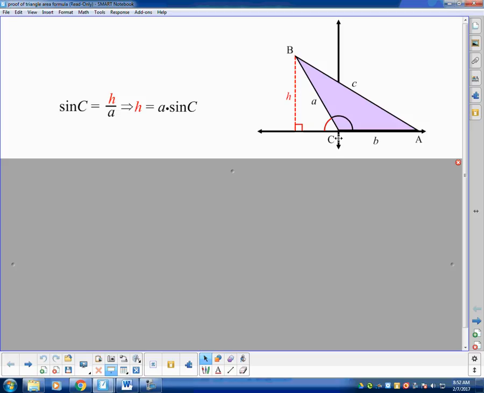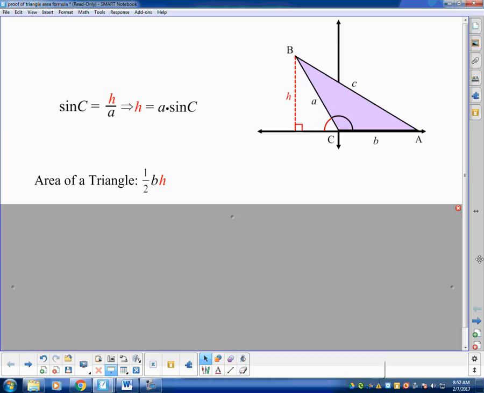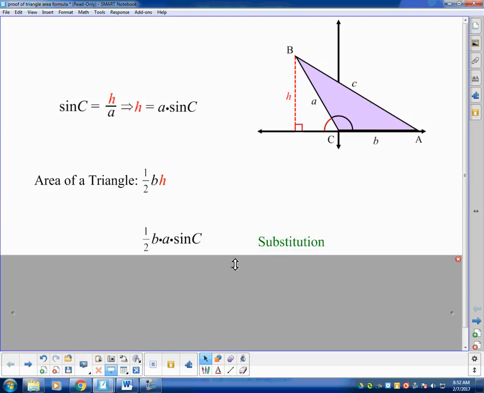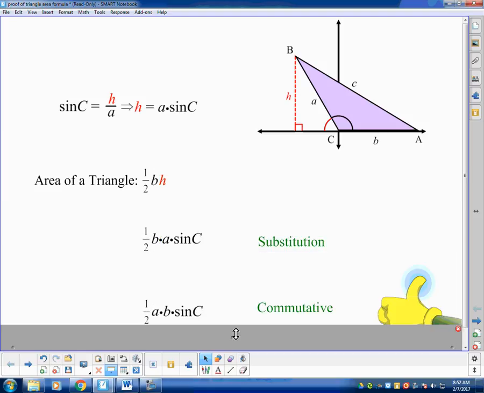But we have the relationship that sine of C over here on the left, this triangle over here, sine of C is equal to opposite H over hypotenuse A. And if I solve for H, I get H equals A sine of C. So I'm going to start with basic area of a triangle, 1/2 base times height. And I'm going to replace height, which you see in red here, with A sine of C by substitution. And then I can just commute those two, and I've got my formula, 1/2 AB sine of C. So all I need to know are these two side lengths, A and B, and then angle C. And I can calculate the area of that triangle.